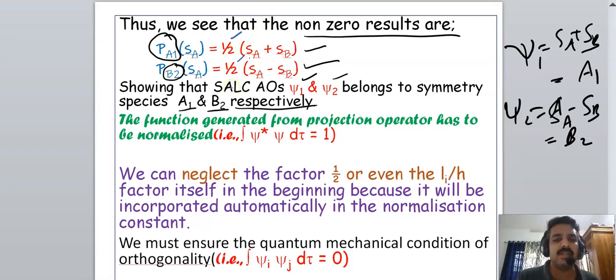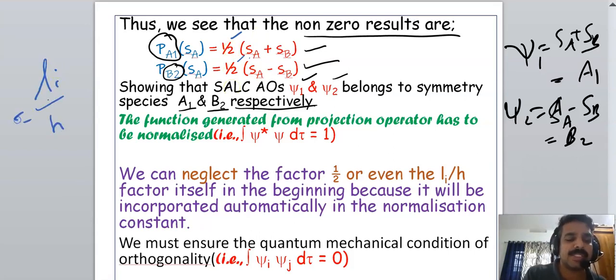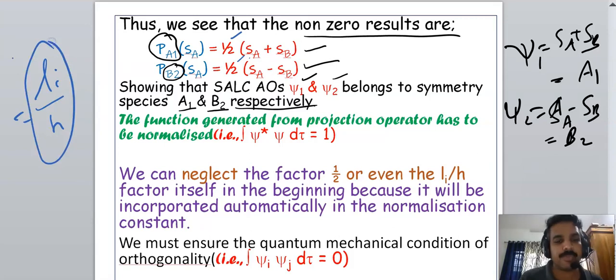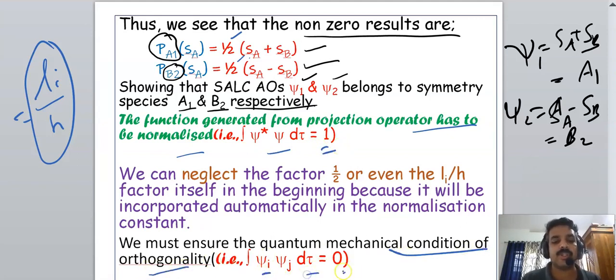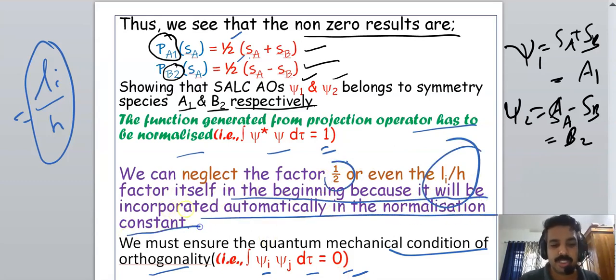We can neglect this 1 by h in the initial stage itself, because the final result is to be normalized, so no need of this 1 by h actually. The function generated from the projection operator has to be normalized, that is integral psi star psi d tau is equal to 1, and it also should be orthogonal. These functions should be orthogonal, that is integral psi i psi j d tau should be equal to 0. So we can neglect this factor 1 by 2 or even this 1 by h itself in the beginning, because it will be incorporated automatically in the normalization constant. So we have to apply normalization.